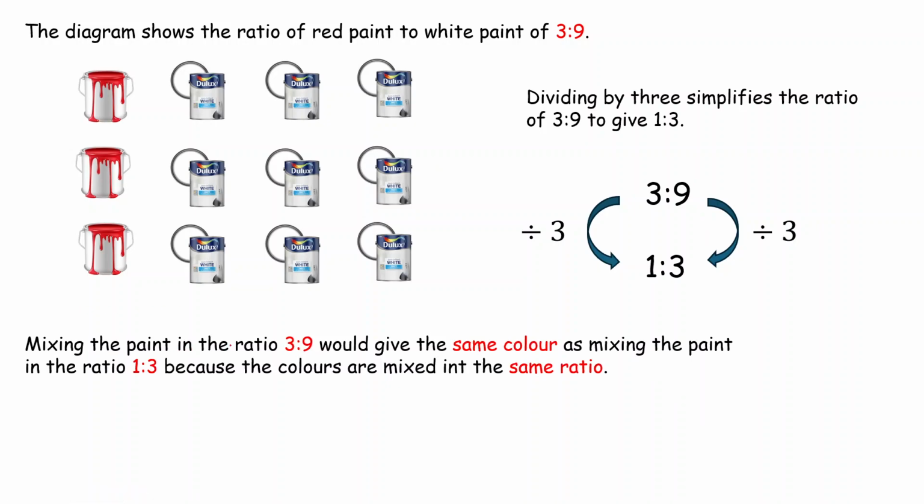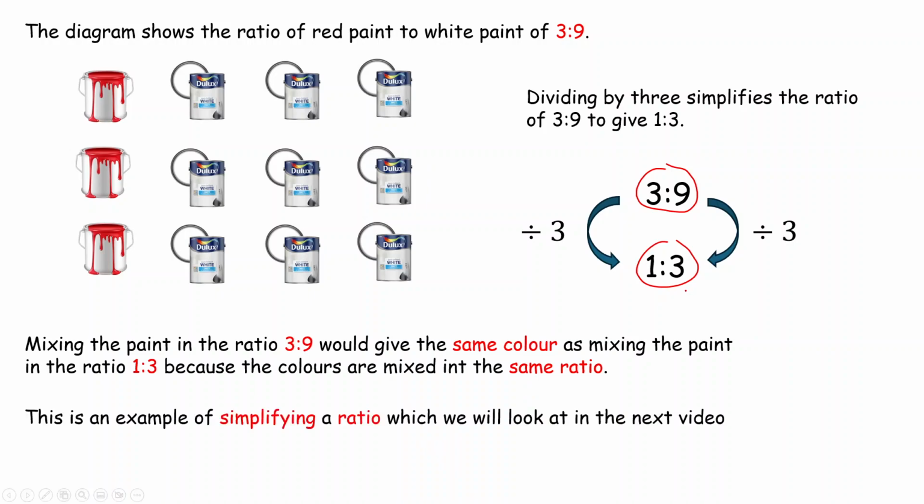Now, mixing the paint in the ratio 3 to 9 would give the same colour as mixing the paint in the ratio 1 to 3. So mixing it in this ratio and mixing it in this ratio gives you the same colour. This is because the colours are mixed in the same ratio. The ratios 3 to 9 and 1 to 3 mean the same thing. I've just simplified the ratio. It's a similar idea to how you'd simplify fractions. You've just simplified down the ratio. They're mixed in the same ratio. So that's something else to consider.